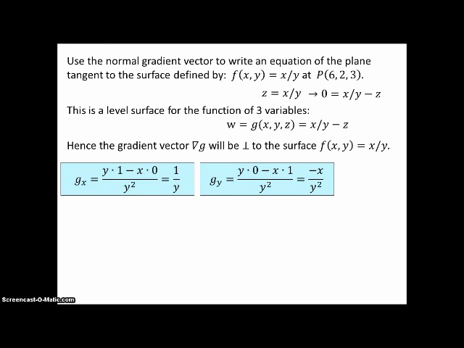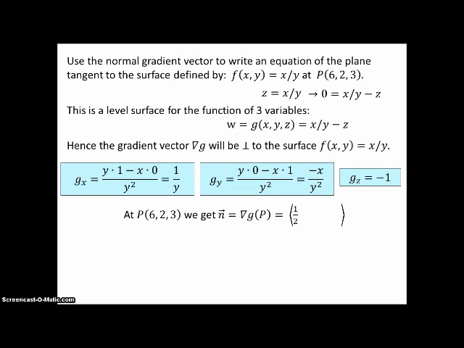Then the partial derivative with respect to y, again we use the quotient rule, but this time we have the denominator y times the derivative of the numerator, and this time y is our independent variable, so x is considered a constant, goes to 0, minus the numerator times the derivative of the denominator, which with respect to y is 1, again over y squared, and again z goes to 0, and that simplifies to negative x over y squared. And finally, the partial derivative with respect to z is just negative 1 in this case.